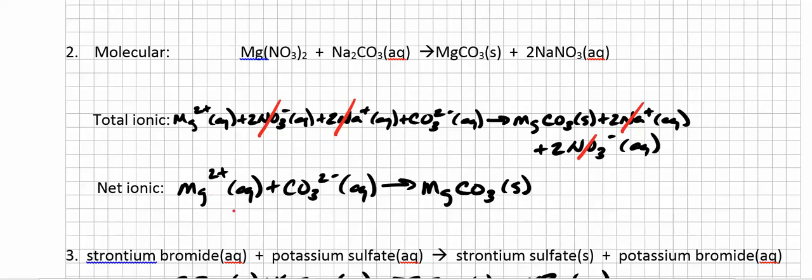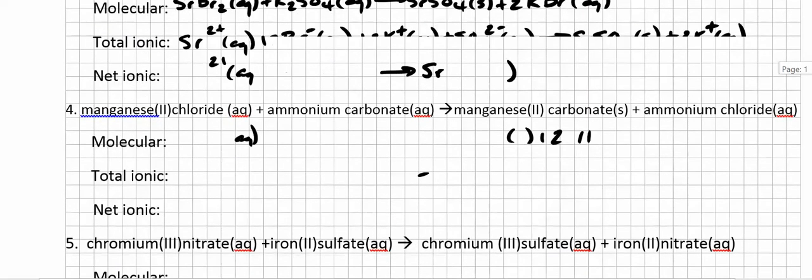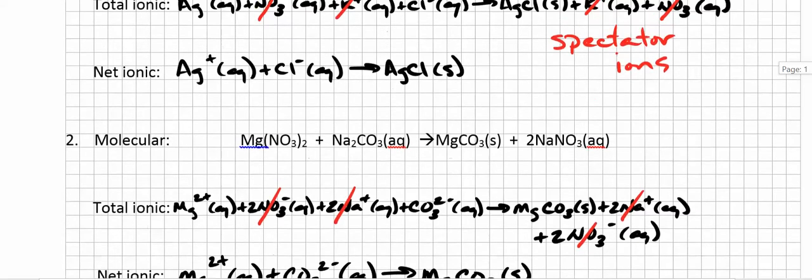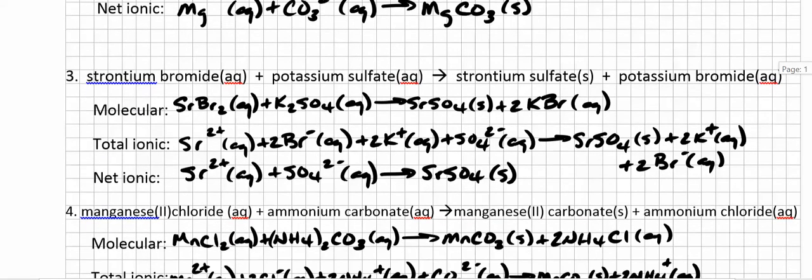Mg2+ aqueous plus CO3 2- also aqueous, forming MgCO3 solid. That's my net ionic equation. All right. In the next problem, we're going to be looking at converting from words into the molecular formula first, then the total ionic formula, and then the net ionic formula.